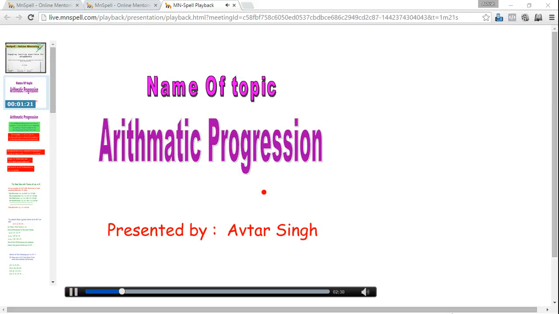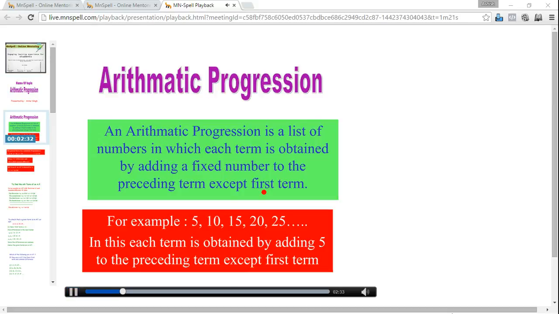Hello students, so today we will be learning about the arithmetic progression. What do we mean by the arithmetic progression? Arithmetic progression is a list of numbers in which each term is obtained by adding a fixed number to the preceding term except the first term. For example, we can take 5, 10, 15, 20, 25 and so on. In this, each term is obtained by adding 5 to the preceding term except the first term.